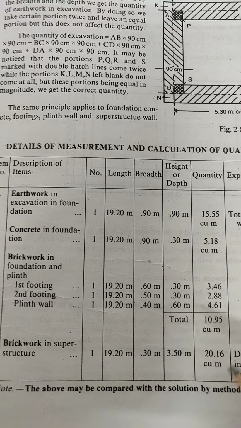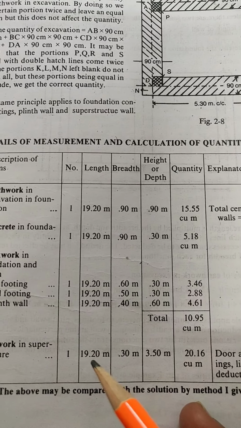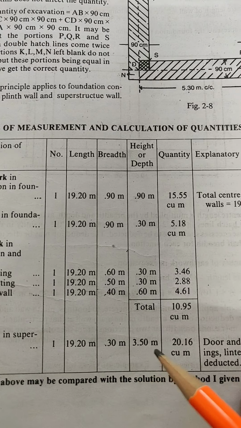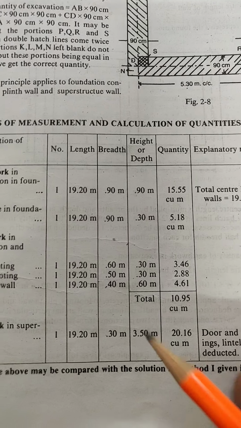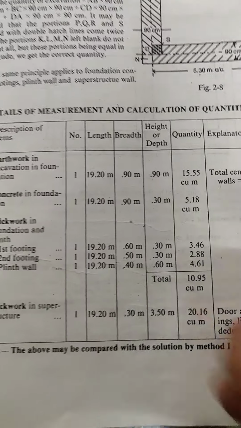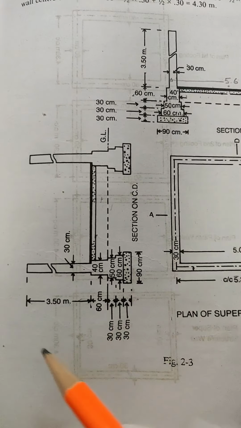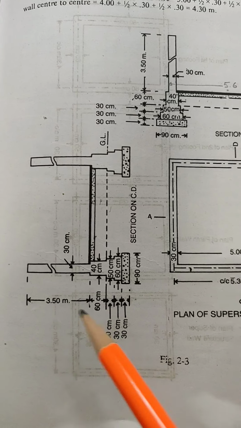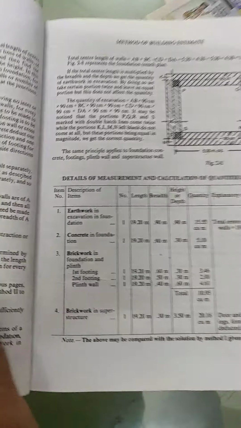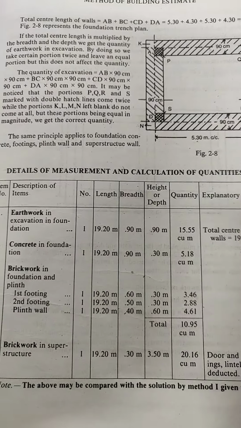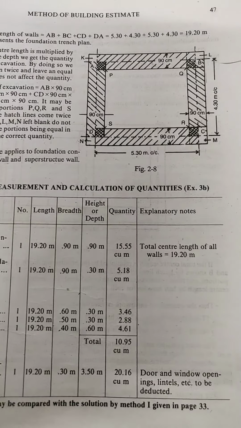So for brickwork in superstructure, the same center line remains the same. Then the breadth is 0.3 and the height is 3.5 meter. This section we have already taken, 3.5 meter is the depth they have mentioned. So all this data will be tabulated in this way. So this is the simple example of the centerline method.